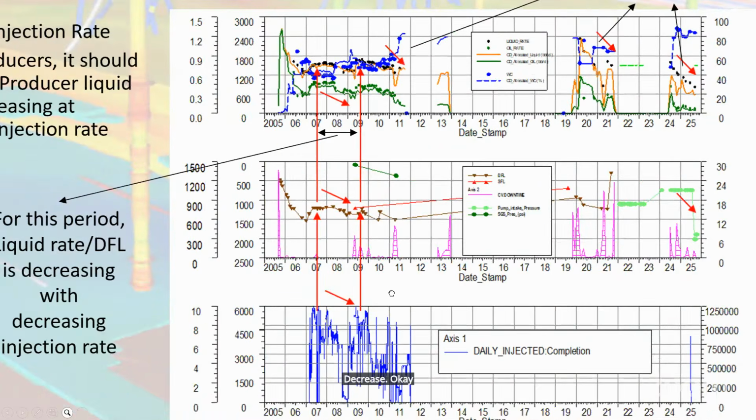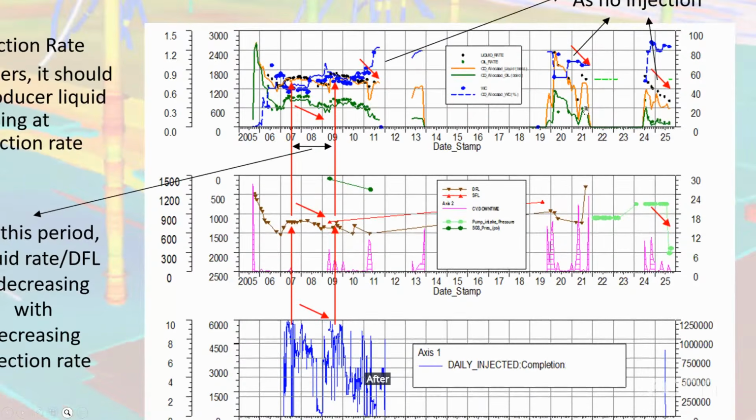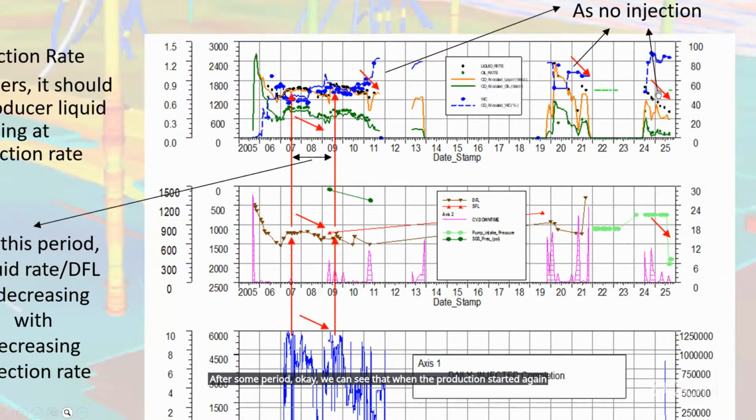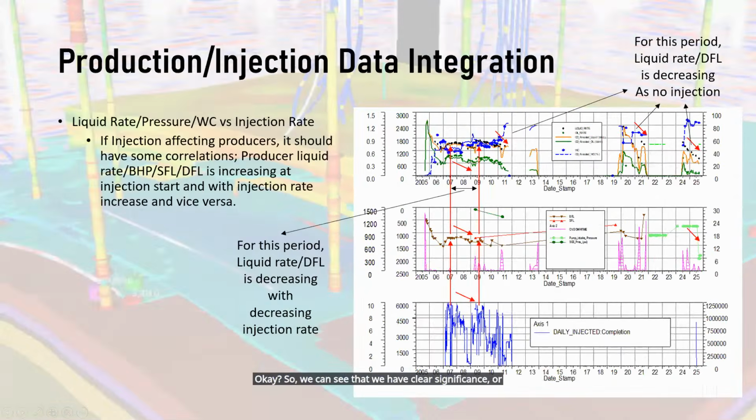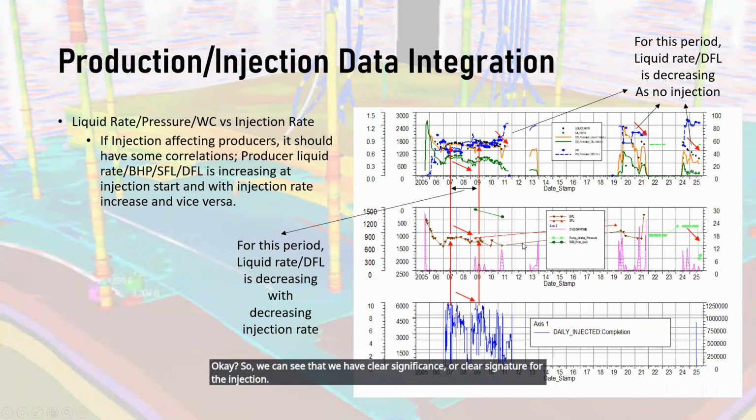Okay, after some period, when the production started again in this well, you can see that without any injection, the liquid rate continues to decrease, and also the intake pressure dropped by a large value. Okay, we have a drop in the intake pressure. So we can see that we have a clear signature of the injection on this producer.